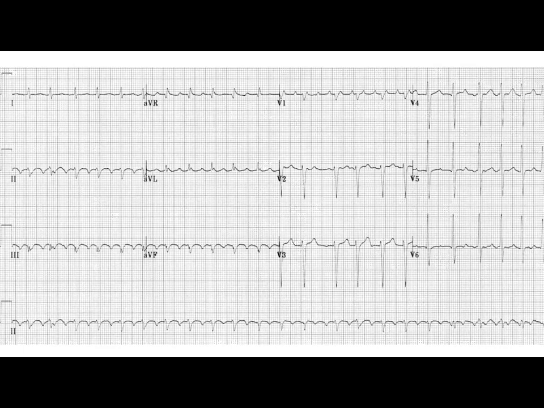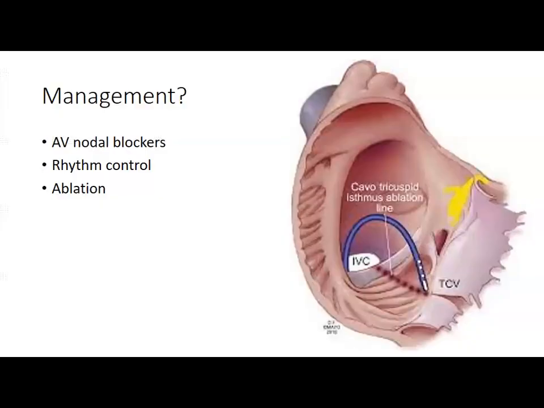This is 2 to 1 conduction. So you see flutter wave, ventricle wave, flutter, basically atrial flutter wave, and then your ventricular QRS complex. This is going at a rate of about 150. So this is a classic example of atrial flutter.